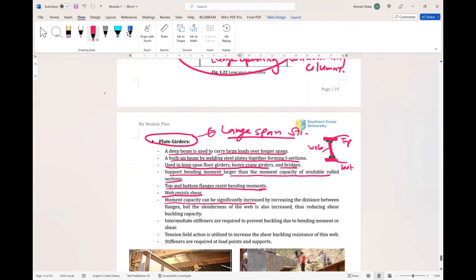The moment capacity can be significantly increased by increasing the distance between the flanges, but the slenderness of the web is also increased, thus reducing shear buckling capacity. Intermediate stiffeners are required to prevent buckling due to bending moment or shear. The tension field action is utilized to increase the shear buckling resistance of steel web. The stiffeners are required at load points and supports.